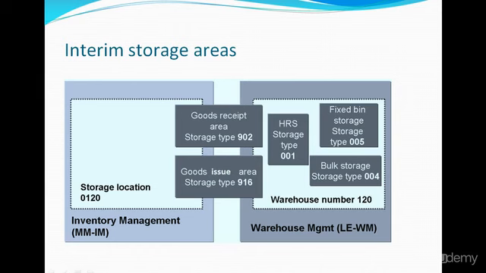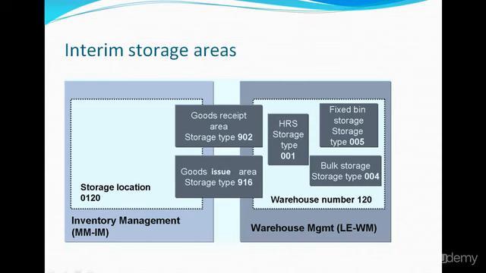Similarly, if we are initiating a transaction from the WM part, let's say for example picking for a delivery, then the material would first go into the interim storage area 916, and then finally it will go out of the warehouse. So anything that comes into the warehouse or goes out of the warehouse is via the interim storage area.